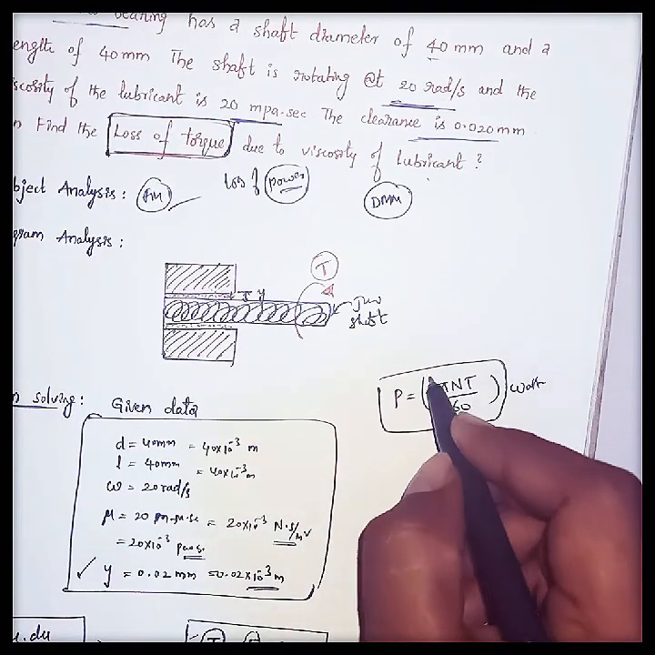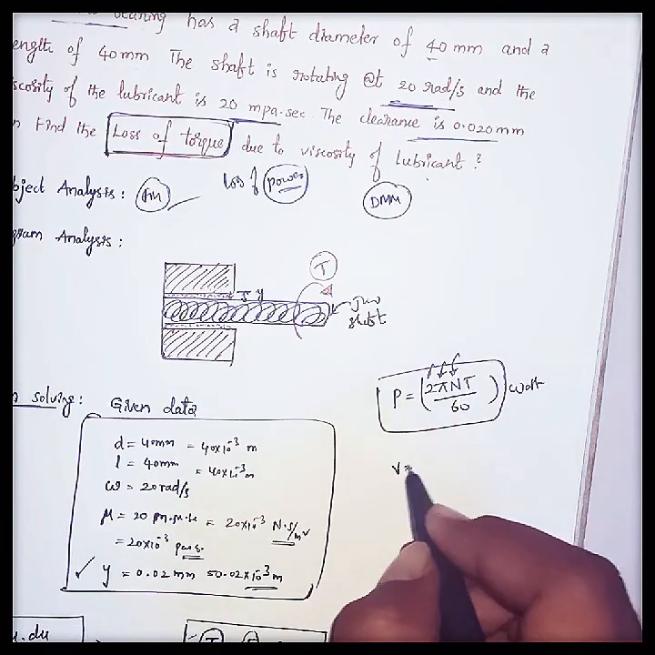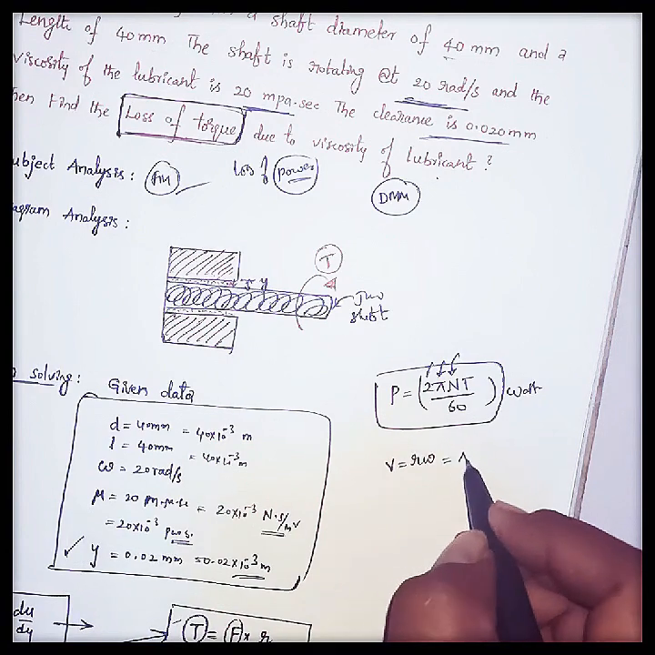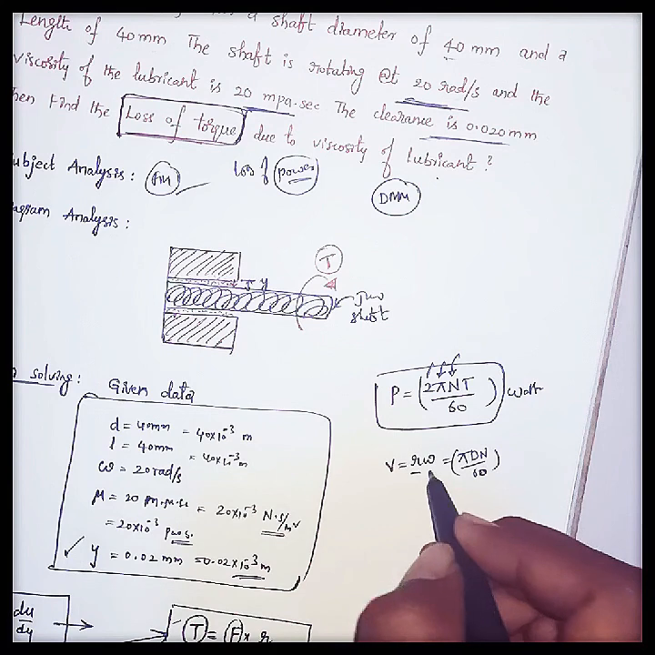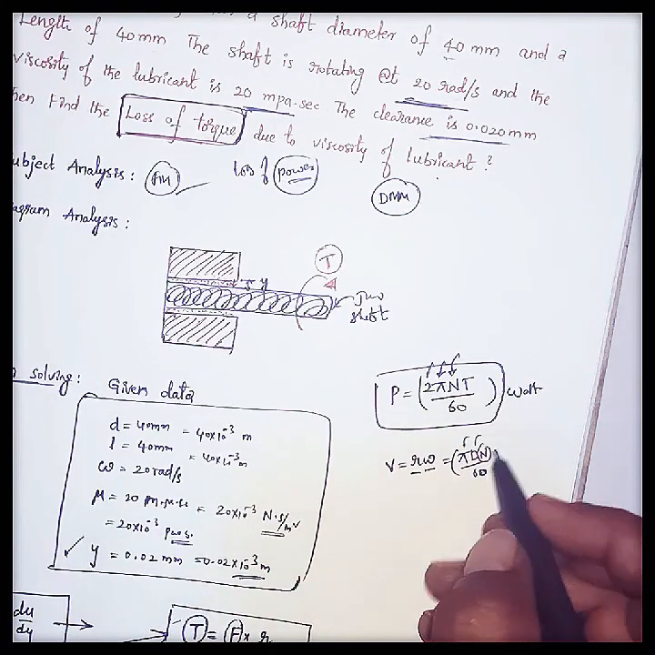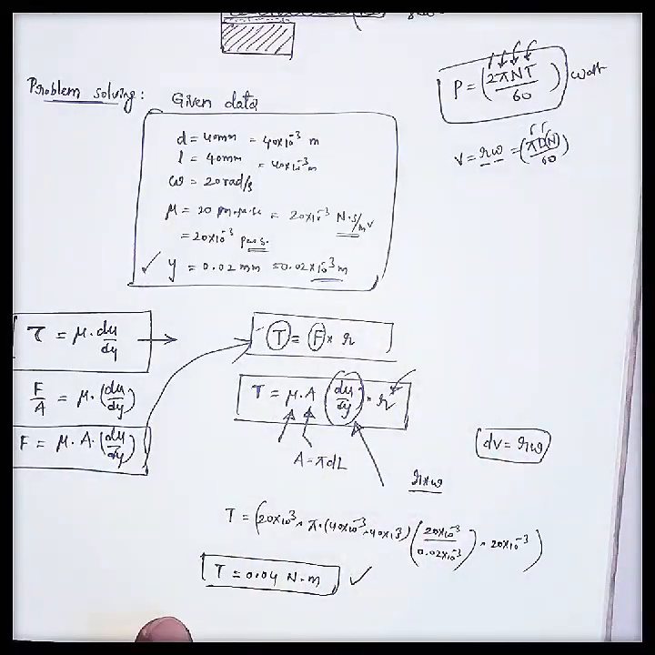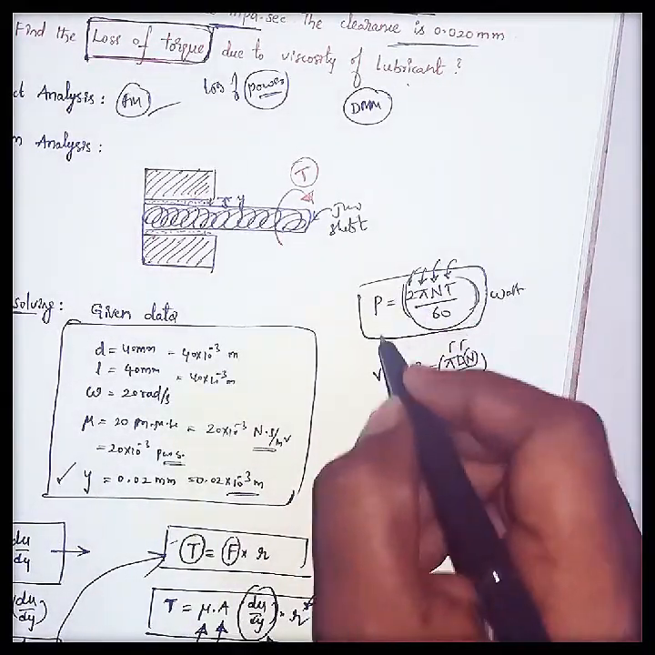Here 2 is a constant, pi is a constant, speed N, with v equal to r omega. How can we write N? That is N equals v into 60 by pi d. We know the r value, we know the omega value, we know pi, we know d, so we can calculate the N value. And T is the torque, which we already calculated here. We can substitute all these values here and we will get the power.